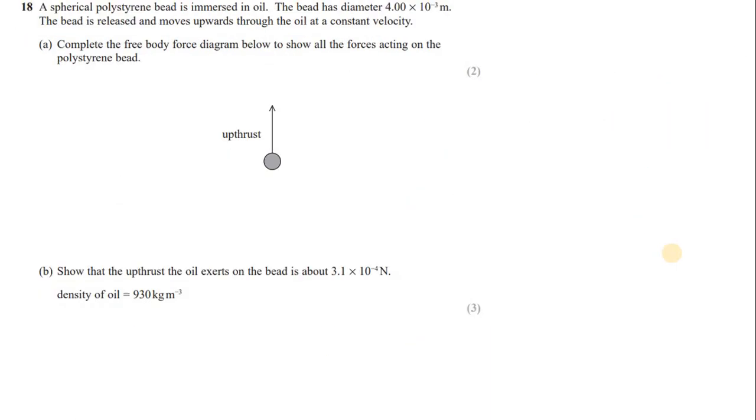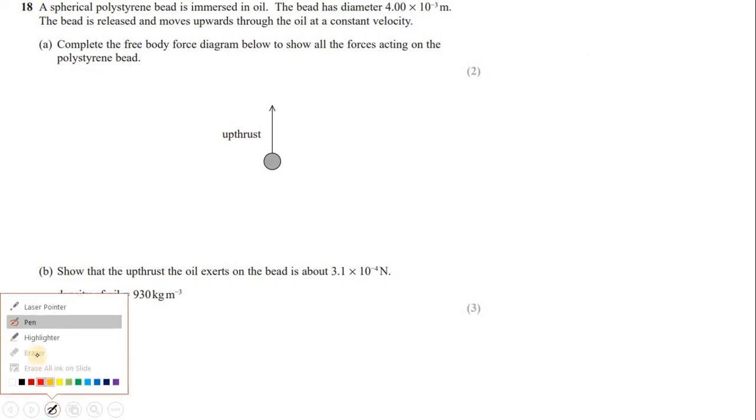Okay, a spherical polyester bead is immersed in oil. The bead has diameter 4 × 10⁻³. The bead is released and moves upward through the oil at a constant velocity, that means terminal velocity, so all forces must be balanced. Complete the free body diagram below to show all forces acting on the polyester bead. Remember, the bead is moving upward. So we have upthrust given, and we have two more forces acting because the bead is moving upward: weight would be acting down and drag also acting down. So drag and weight both will act downward.